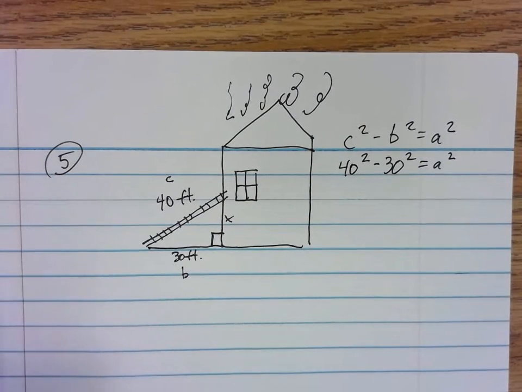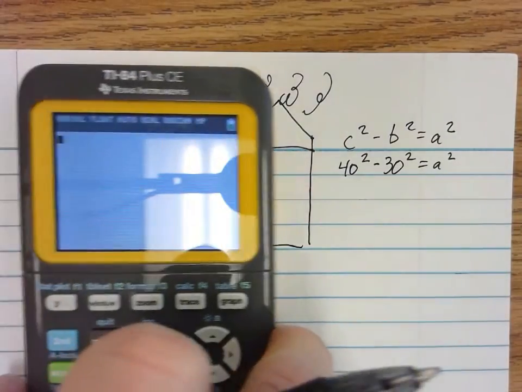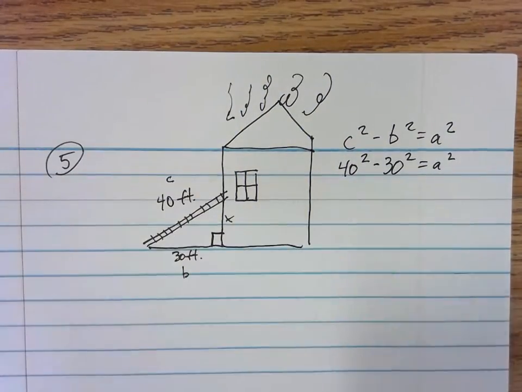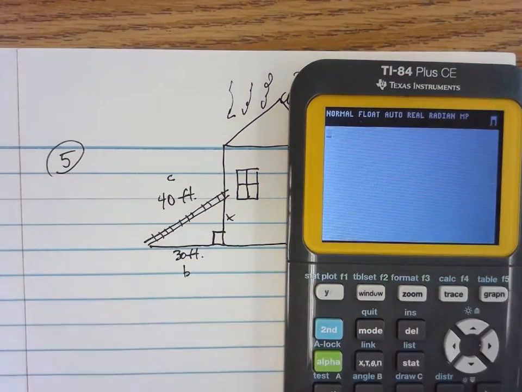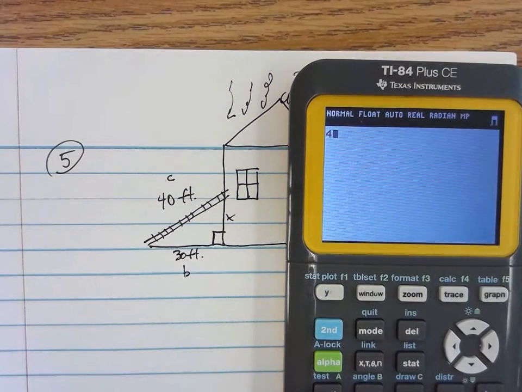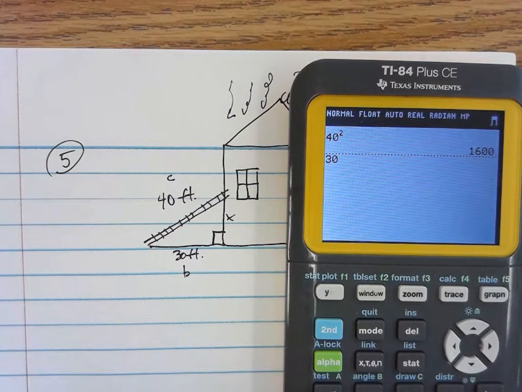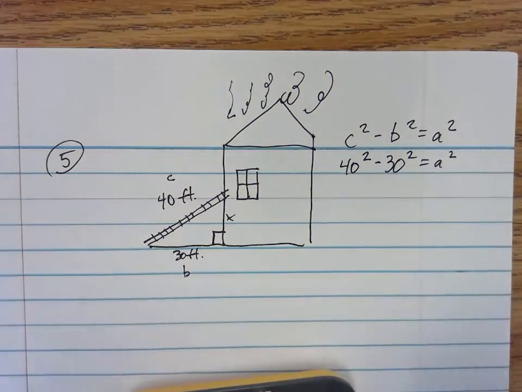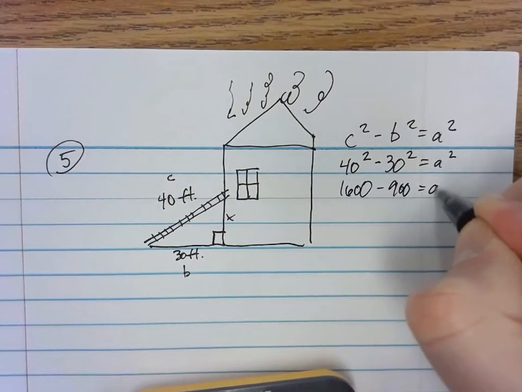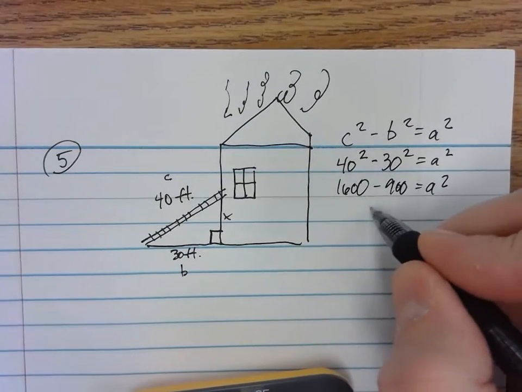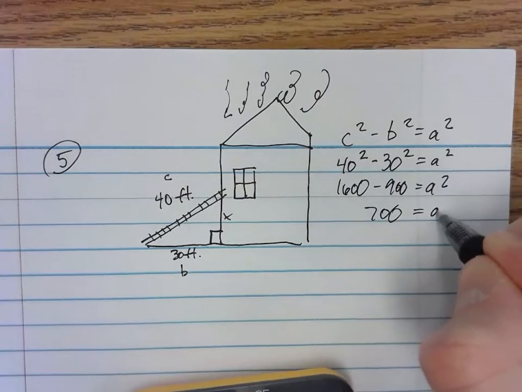So let's see what we can do here on the old calculator. You can see that good, I hope. 40 squared is 1600. 30 squared is 900. So 1600 minus 900. That's going to be my A squared. 1600 minus 900, of course, is 700.